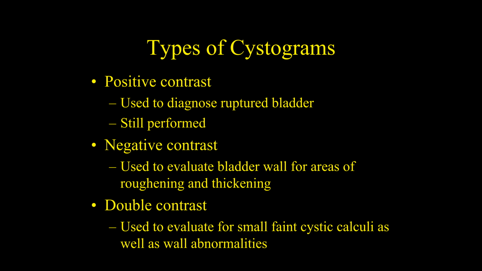Okay, easy enough. Negative contrast cystograms, you're going to now blow the bladder up with room air. And typically with these, you're looking for areas of bladder wall thickening, a mass lesion in the bladder, or a stone in the bladder. Okay, again, ultrasound has taken the place of a lot of this.